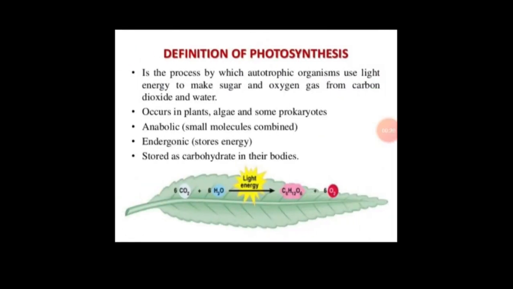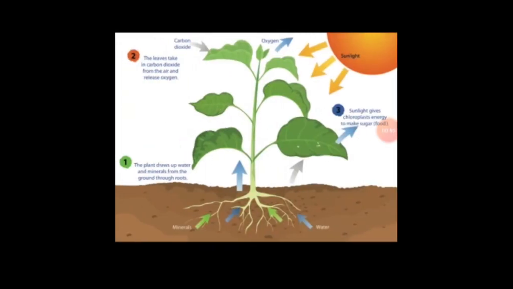Definition of photosynthesis: it is the process by which autotrophic organisms use light energy to make sugar and oxygen gas from carbon dioxide and water. It occurs in plants, algae, and some prokaryotes. It is stored as carbohydrate in their bodies. Plants utilize simple inorganic molecules, carbon dioxide and water, which react by using light energy in the presence of chlorophyll to form glucose and oxygen.